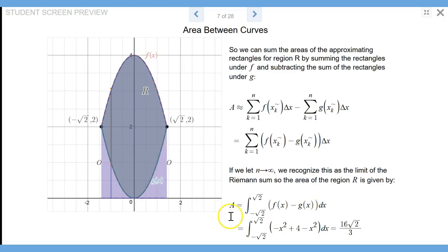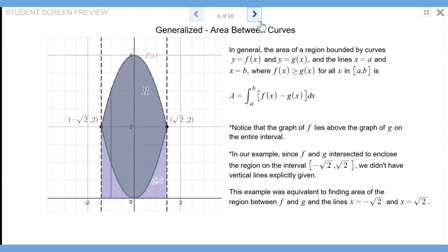So in this case, the area of the region R is the definite integral from minus square root of 2 to square root of 2 of f of x minus g of x. F of x was minus x squared plus 4. G of x was x squared. When I find that definite integral, this is my area.